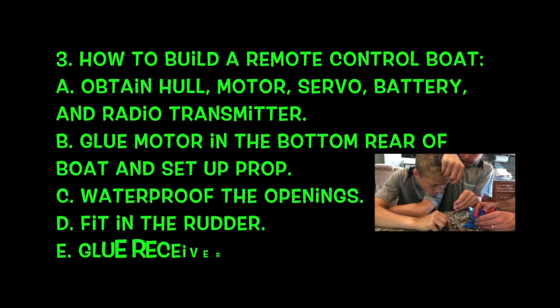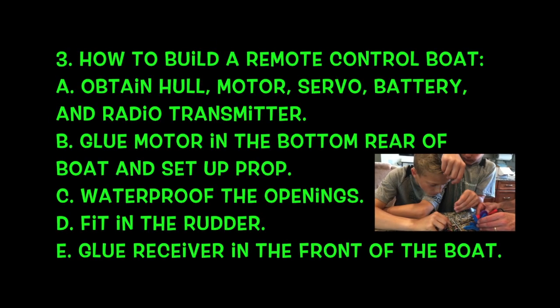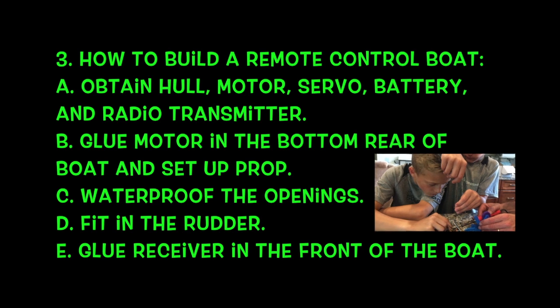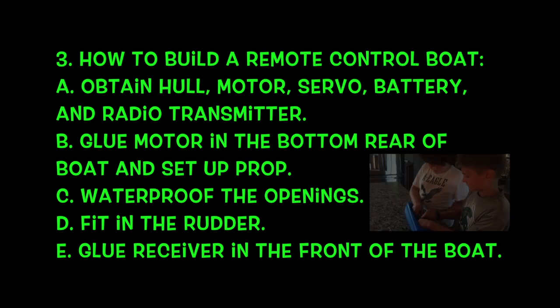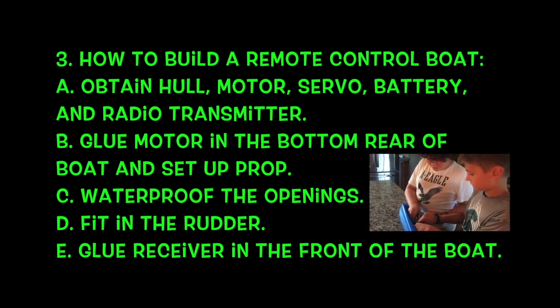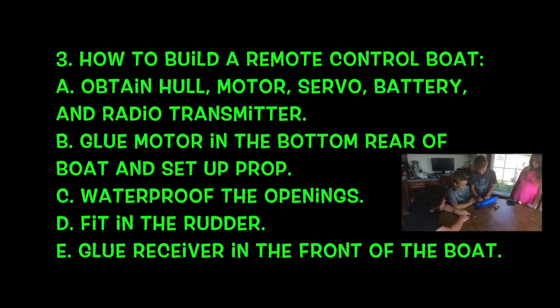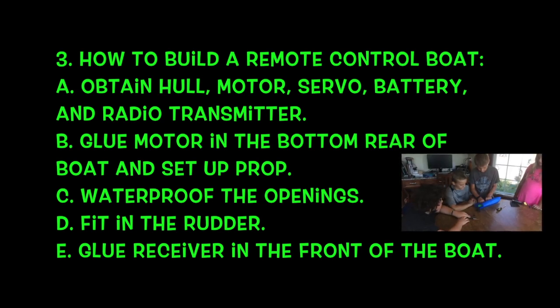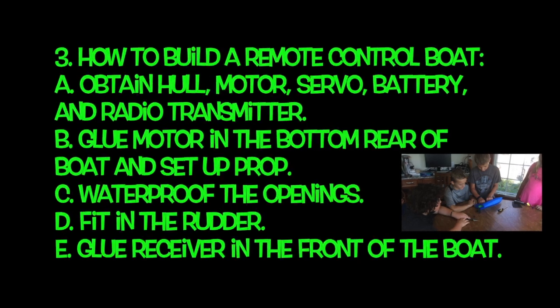The third step of our outline is how to build a remote control boat. First, obtain a hull, motor, servo, battery, and radio transmitter. Then, glue a motor in the bottom rear of the boat and set up prop. Then, waterproof the openings, fit in the rudder, and glue receiver in the front of the boat.